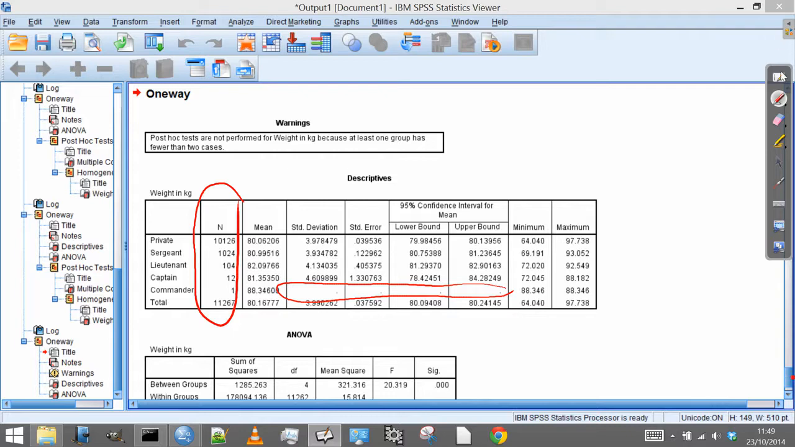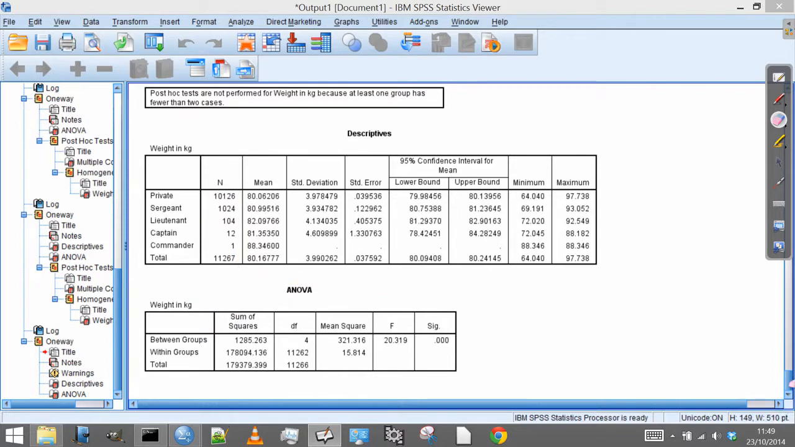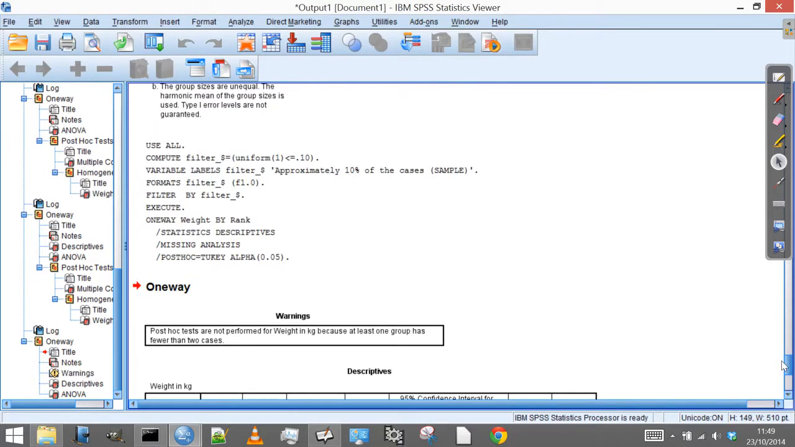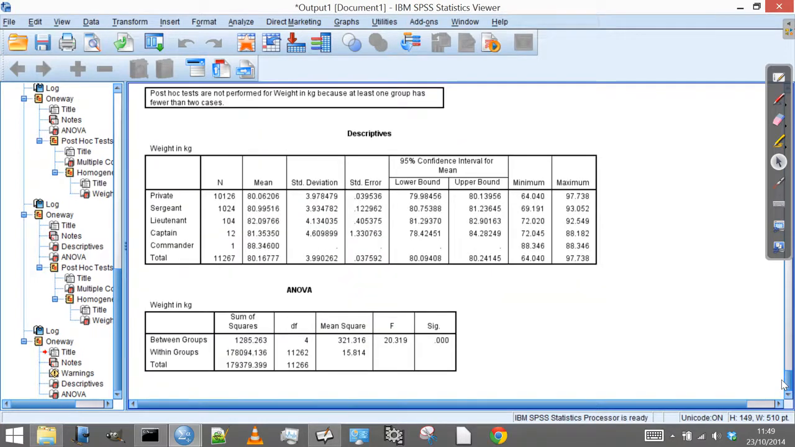But if we go down and we look at the warning, there we go. So I've even got a warning there. It says post-hoc tests are not performed for weight in kilograms because at least one group has fewer than two cases. I don't know if any of you have also had this warning. That's telling me I haven't actually taken quite enough to do the post-hoc test.